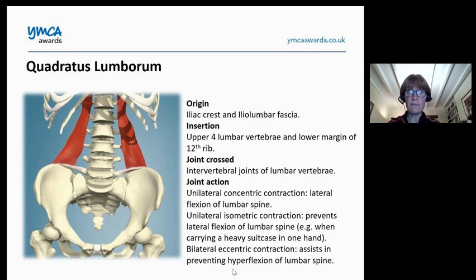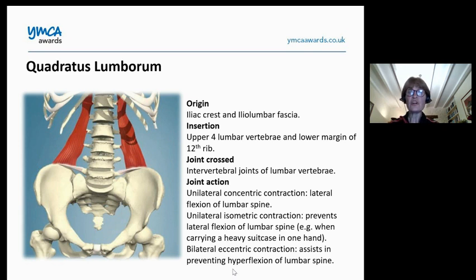So quadratus lumborum starts connected to our iliac crest, as you can see, the superior part of there, and that iliolumbar fascia, similar to thoracolumbar fascia but slightly lower down. And it travels up and inserts into the upper four lumbar vertebrae, so L1 to 4, and at the bottom of the 12th rib. And this is a muscle that acts as an antagonist to the abdominal muscles.